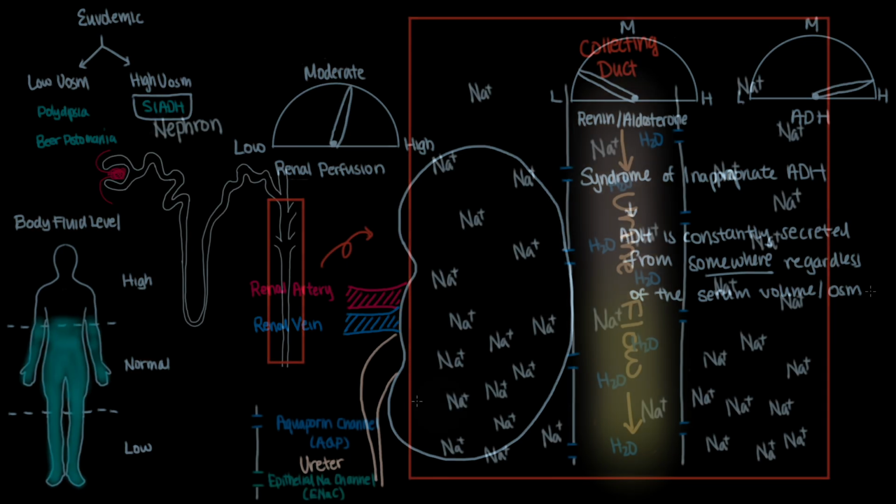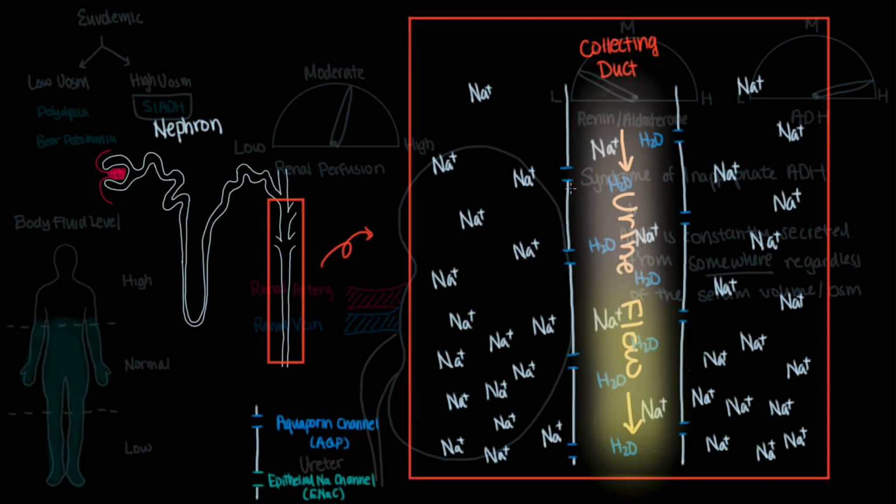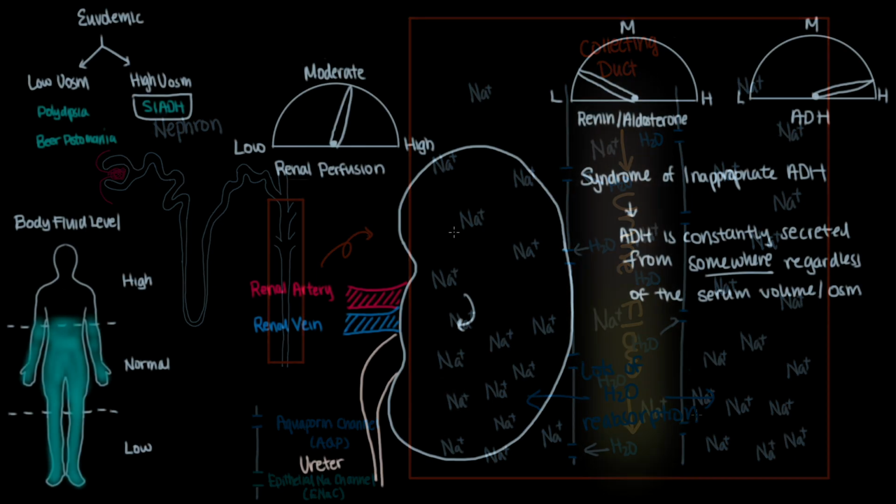But anyway, just to review, ADH acts to open up those faucets or aquaporin channels to reabsorb more water and concentrate urine, right? So if ADH is being constantly released regardless of how the rest of the body is doing with fluid levels or sodium levels, what happens is exactly what you'd probably expect, which is that we start accumulating lots of water.